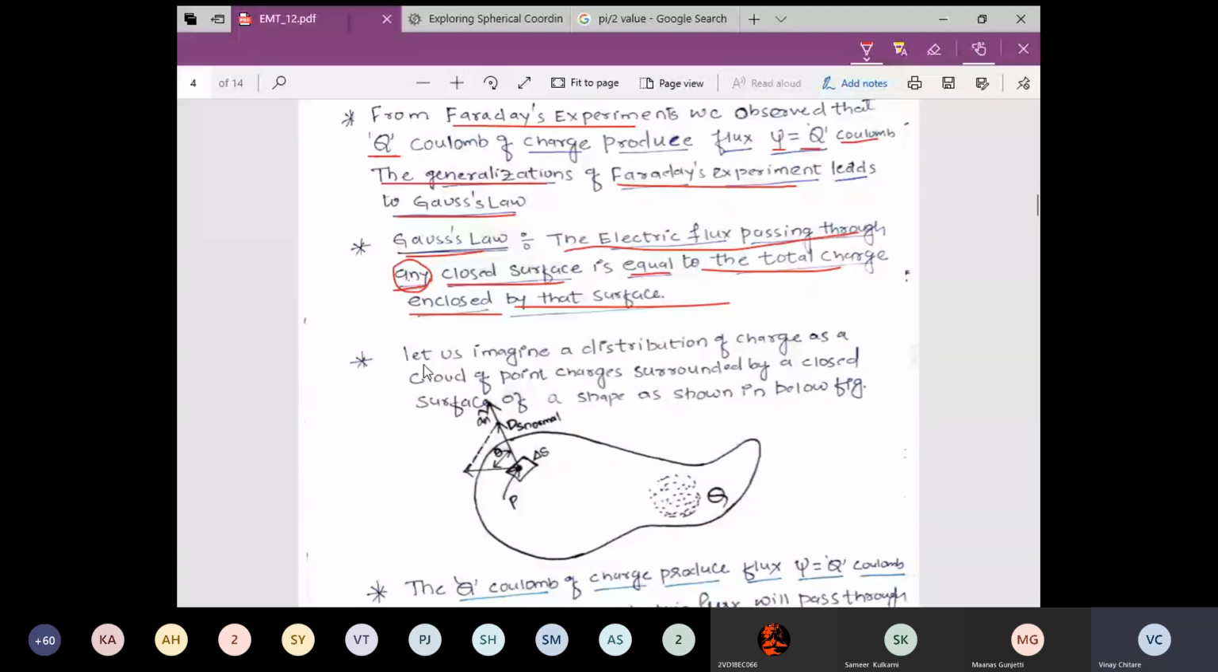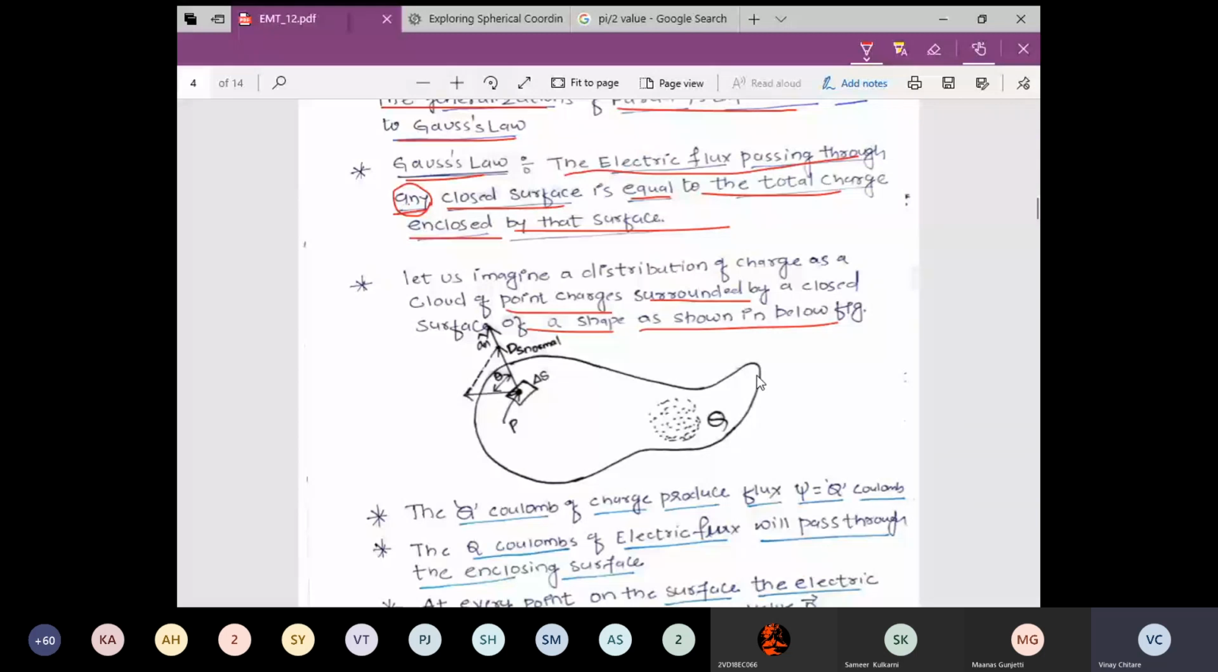Now let us imagine a distribution of charge as a cloud of point charges, enclosed or surrounded by a closed surface of a shape as shown in the figure below. I have considered a random shape. You can consider a sphere, a cube, a cylindrical surface, whatever it might be. The only requirement is that you should enclose this charge inside one closed surface, and that closed surface can be of any shape.